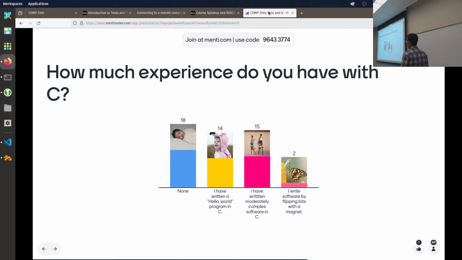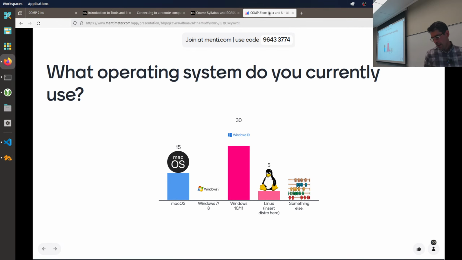It doesn't really matter where you're at. This course is not about C. If you know C, good. If you don't know C, also good. We're going to learn C, but we're learning other stuff, and it's the other stuff that's more important in this course. Which operating system do you use right now?